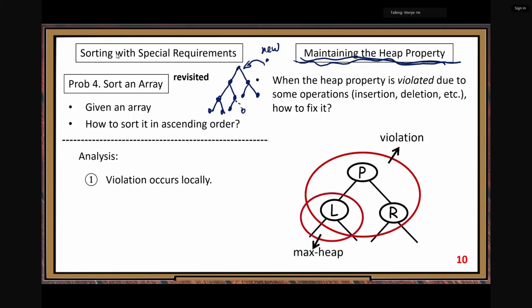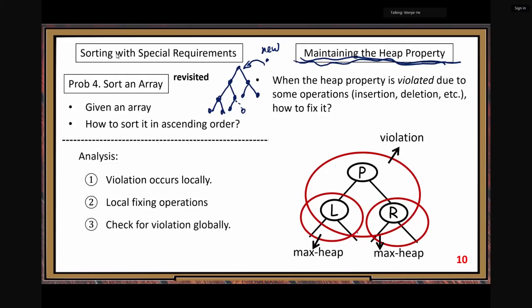So here we can assume this L subtree and R subtree, they are both max heap subtrees. Then let's do the local fixing operation. And after we do the local fixing operation, we need to check for violation globally, right?